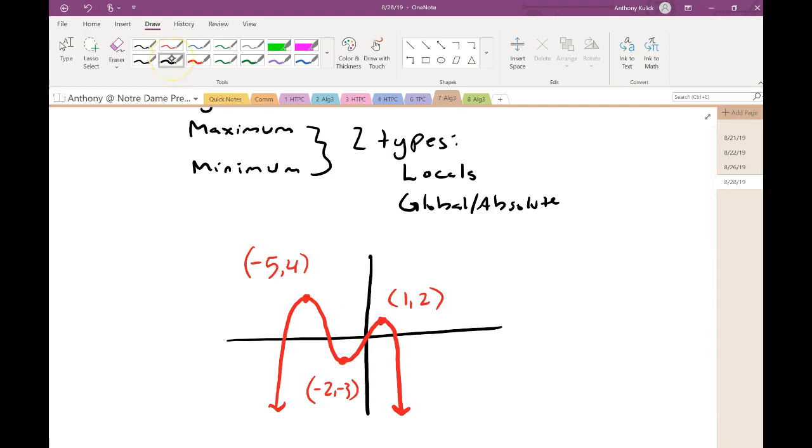Okay. So when we say a maximum, we're really talking about like the top of a hill. And when we say minimum, we're talking about like the bottom of a valley. So if I look at this graph, how many maxima do we see? 2, right? Those guys are both tops of hills. How many minima do we see? 1. This one right here.